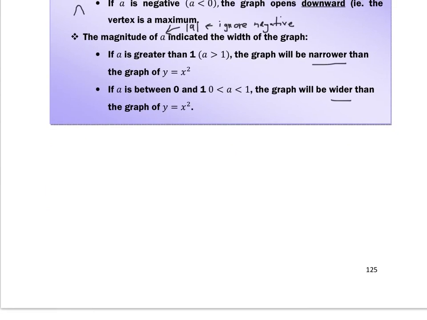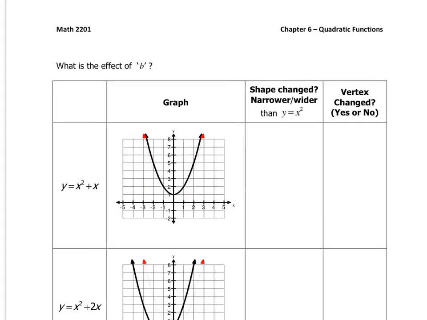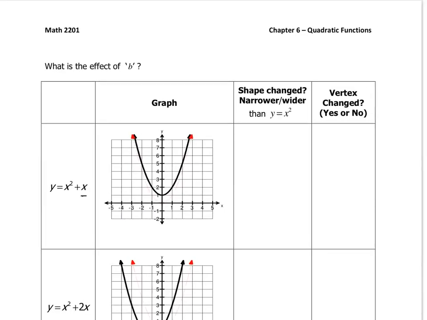So that's what happens when you look at the B value. Here we're again comparing to y equals x squared, and the first one is x squared plus 1x. It's hard to tell when they're graphed like that, but if you were to slide that black graph, the new graph, down on top of the original y equals x squared graph, which is in red, there wouldn't be any shape change. It wouldn't be narrower or wider. So there's no shape change.